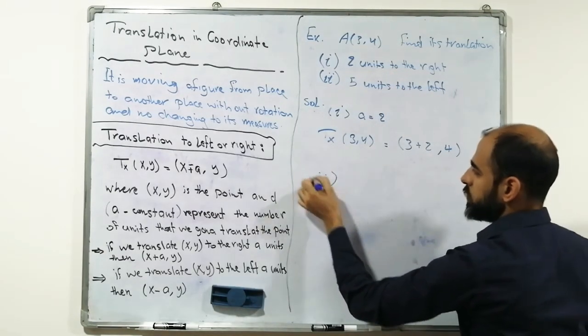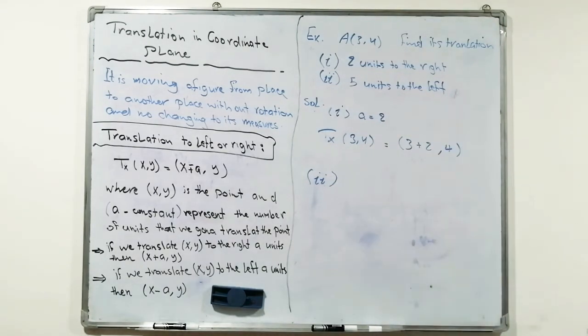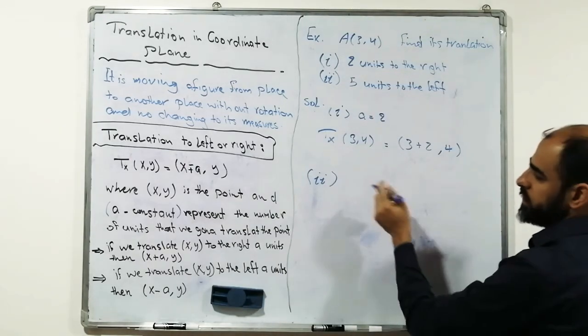And the second point we have translate. What kind of translate? Translate to the left. That's meaning parallel to the x-axis or translating on the x-axis.